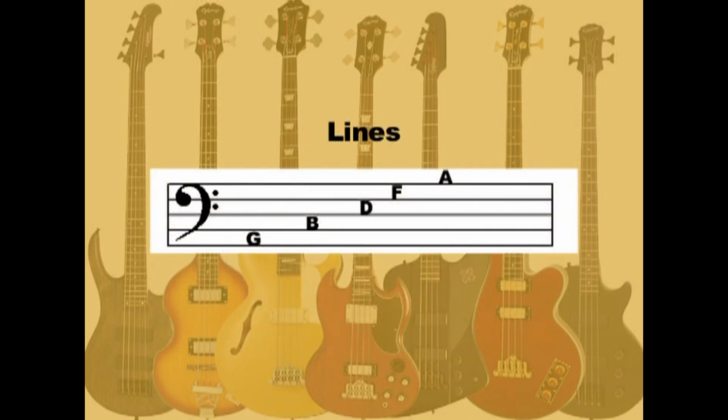The lines on the bass staff represent the notes G, B, D, F, and A. You can easily commit this to memory by using the phrase, "Good boys do fine always." The spaces on the bass staff represent the notes A, C, E, G. The phrase used to memorize these notes is "All cows eat grass."